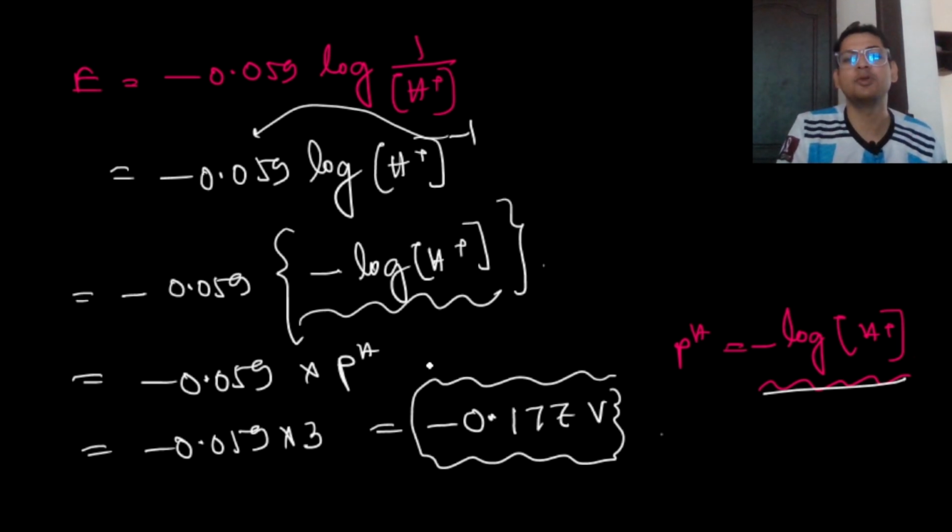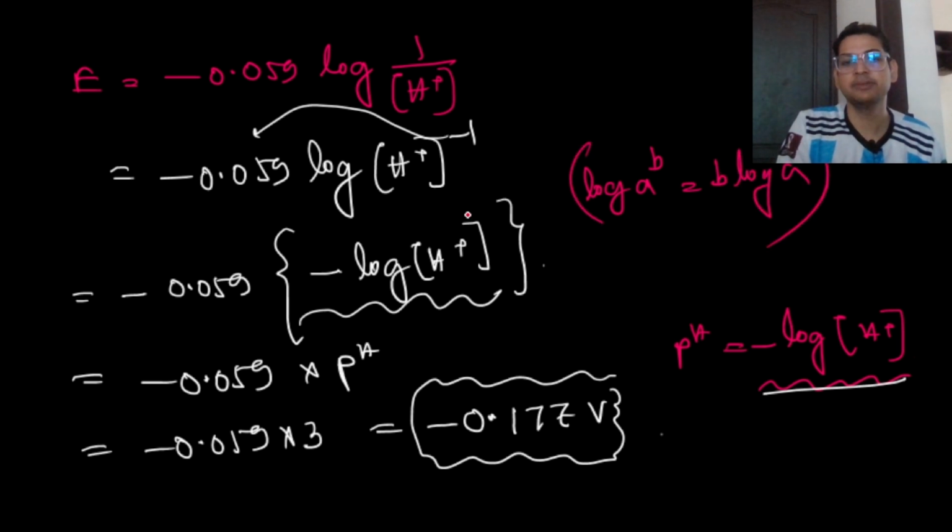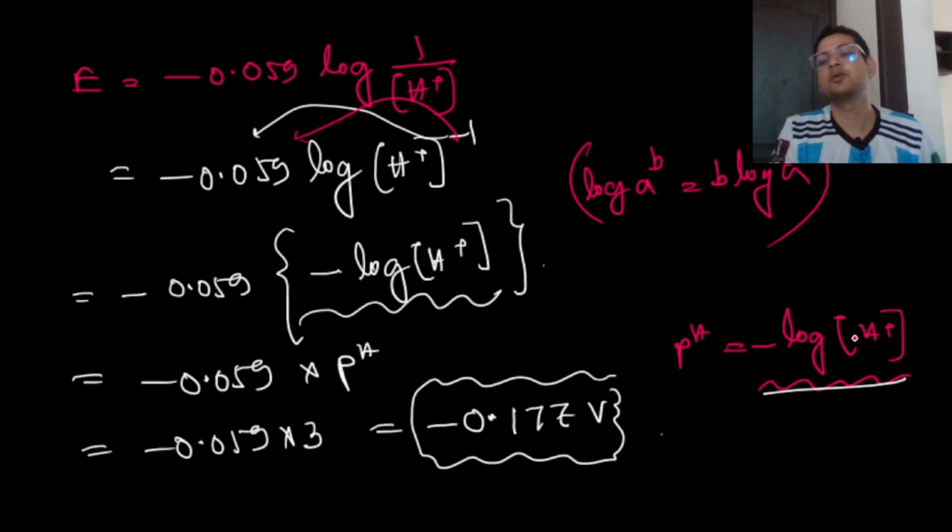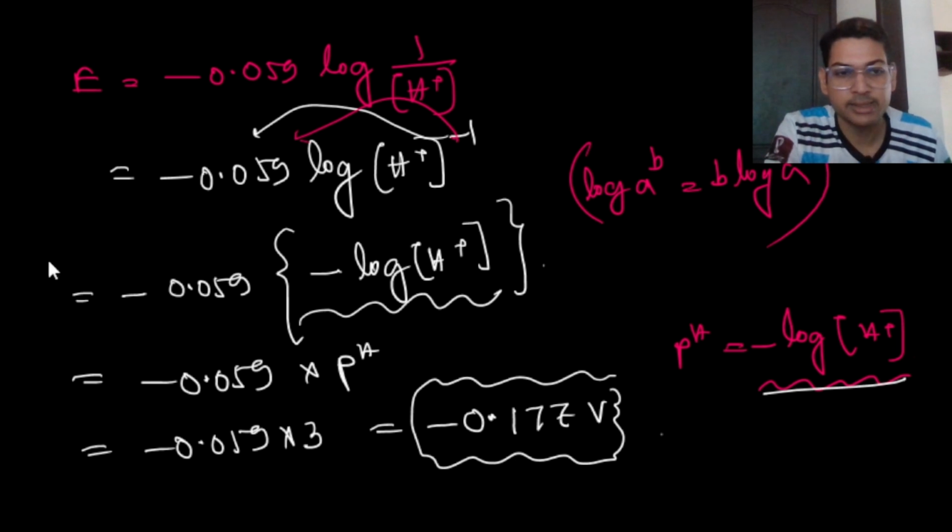Nothing. We have used a log property, that log a to the power b is equal to b log a. This property I have used here. You see, this minus 1 I have taken outside. Then pH is equal to minus log H plus. These properties I have used and I got my answer. Got it? So easy, right?